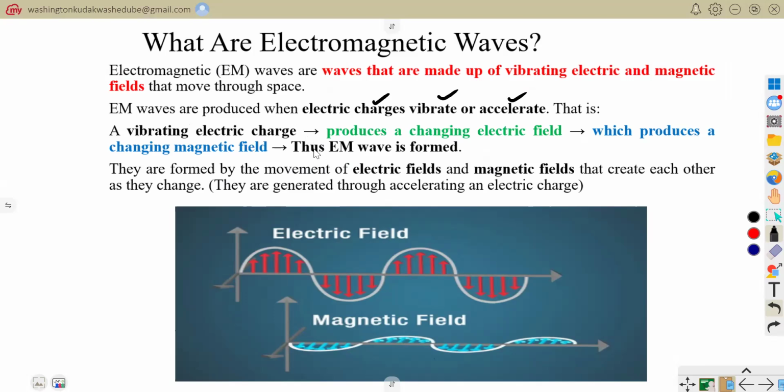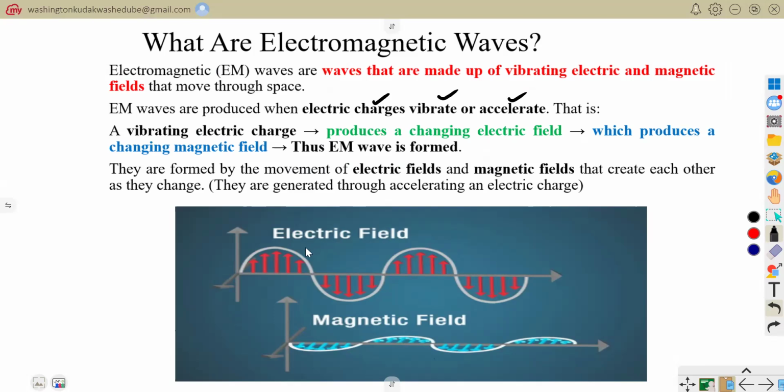For example, let's take for example an electron that moves back and forth or else up and down. The electric charge is actually causing what we call a change in electric field. So whenever we've got a vibrating electric charge, it produces a changing electric field. And we know that wherever there is a changing electric field, there is production of a changing magnetic field. That is how electric fields and magnetic fields they get to interact. Whenever either of one is changing, it produces the other.